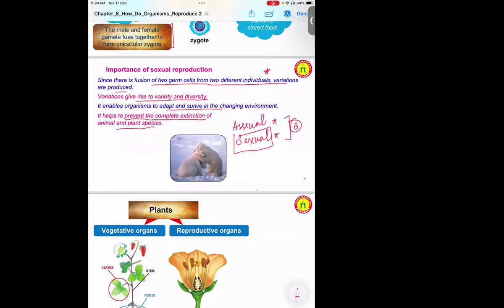So that is why. Whereas in the case of asexual, only one individual is there, right? So because of that, no variations will be there. And since no variation, then no survival will be there. So this is the answer for that.